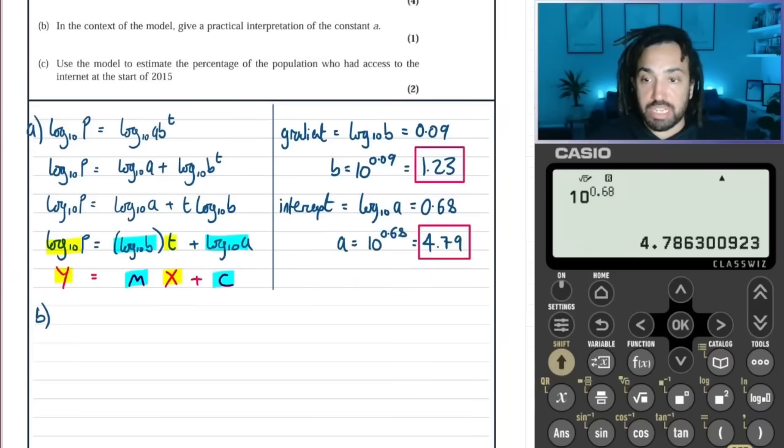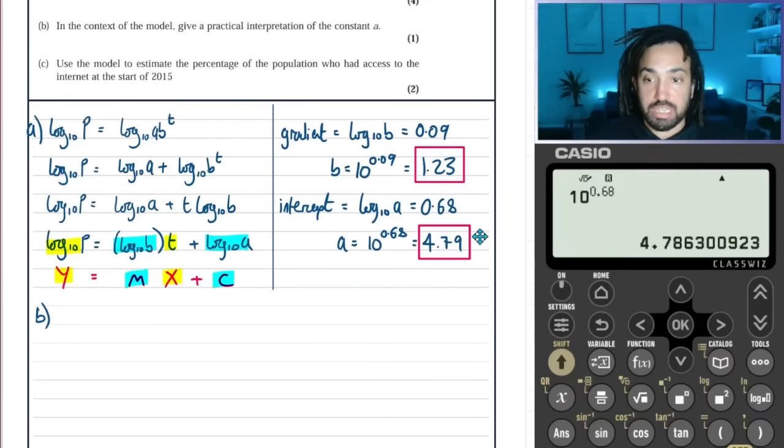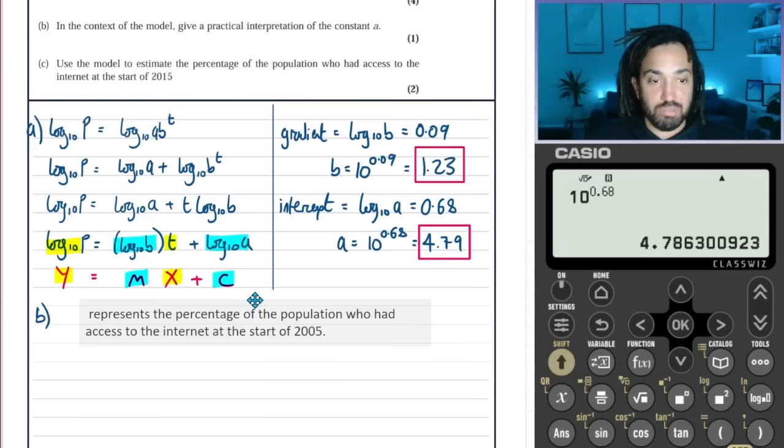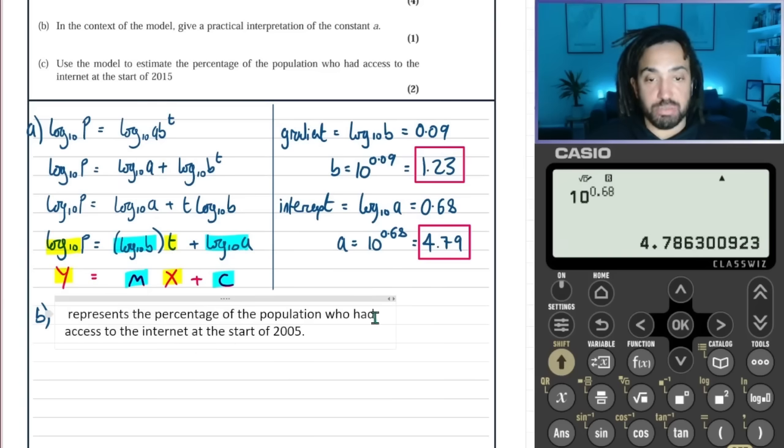Okay, so what we'll write is this. Here we go. Represents the percentage of the population who had access to the internet at the start of 2005.